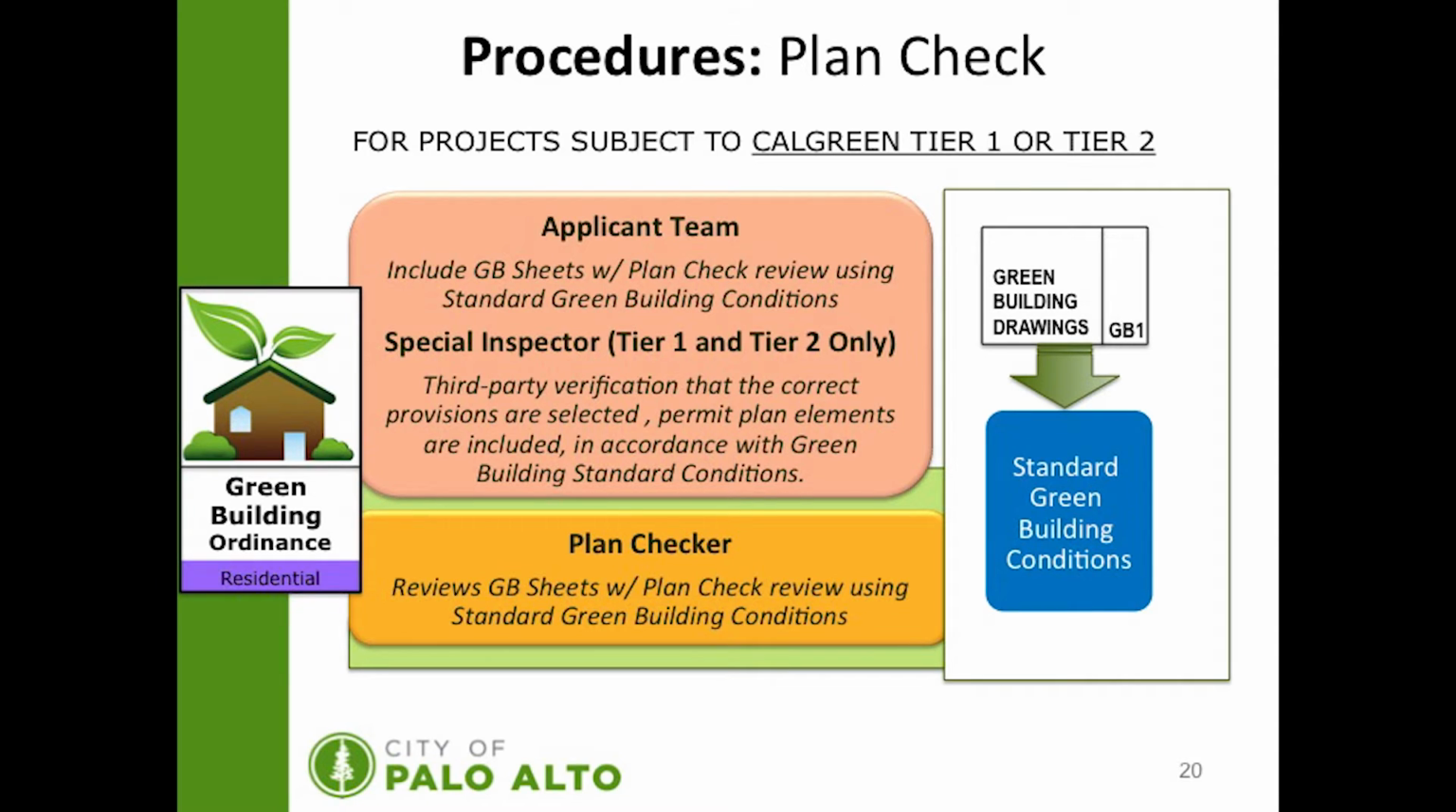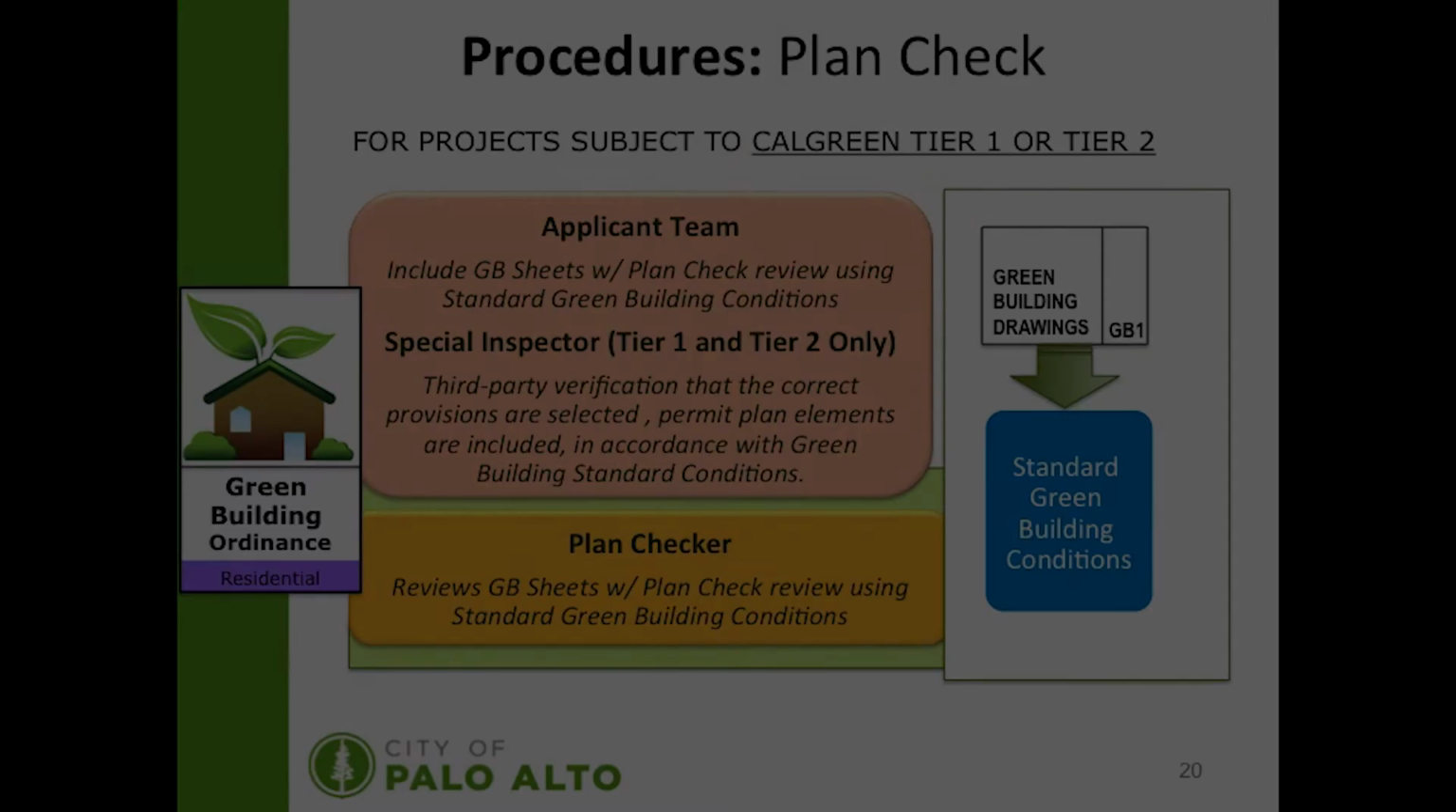This slide provides an overview of the plan check procedures for projects subject to Cal Green mandatory plus Tier 1 or Tier 2. So you'll need to include the green building sheets using the standard green building conditions. The special inspector, their role is to provide third-party verification that the correct provisions are selected, the permit plan elements are included, all in accordance with the green building standard conditions. And then the plan checker will review the green building sheets within the plan check process using the standard green building conditions.